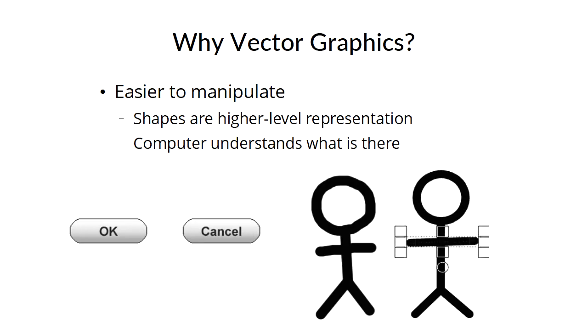This ability to adjust and tweak things is also useful in animation. If a computer knows what shapes are in your drawing, you can just say how you want those shapes to move over time, instead of having to draw a separate drawing for each frame of animation.